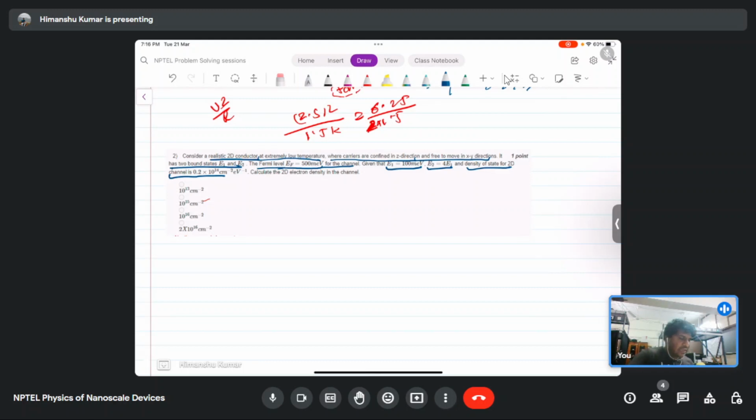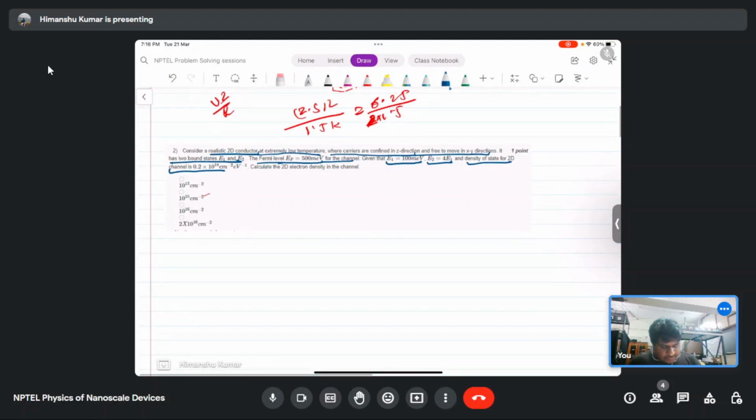We need to calculate the number of electrons in the 2D channel, the 2D density in this 2D electron gas. Basically, from the density of state we need to calculate the equivalent equilibrium number of electrons available in the band.